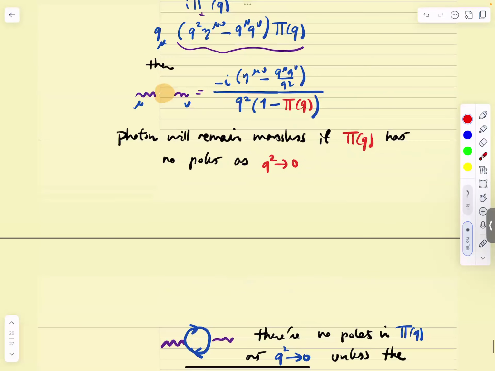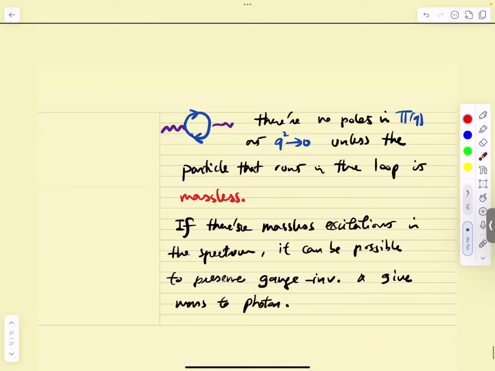What is this Π(q)? We calculate the Π(q) by doing this 1PI diagram. If you repeat the calculation, you see that there were no poles as q squared goes to 0 because the fermions that run in the loop are massive in QED. That's exactly why. Now you have a massless mode that can run in the loop. If you have a massless mode, there are other massless excitations, and it's possible to preserve gauge invariance and give mass to the photon.